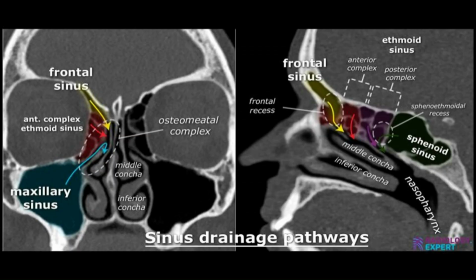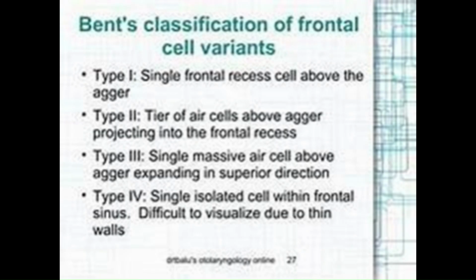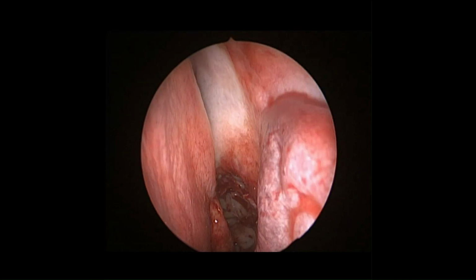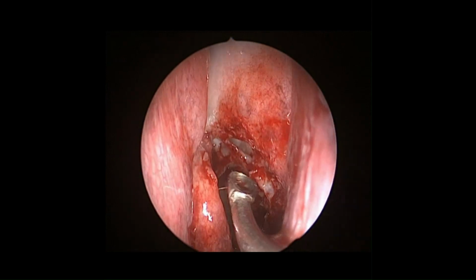Good day to all. In this video, I am going to demonstrate basic Draf type 1 frontal sinusotomy. Before surgery, good orientation of the CT frontal sinus anatomy and its drainage in relation to the anterior frontal recess cells, posterior supraorbital cells and interfrontal septal cells is important.